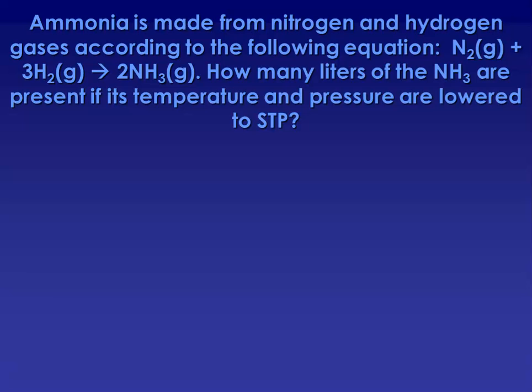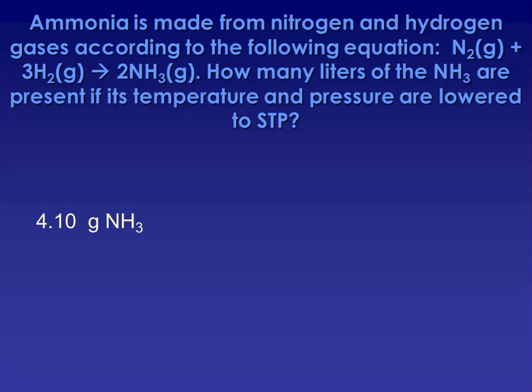So the final piece of this, I ask you how many liters of ammonia were made, and we're basing this off of the reaction we just talked about, so you still have that initial mass of ammonia, if the temperature and pressure were lowered to STP. So if we know the amount of ammonia we made and we have a new temperature and pressure, we should be able to, at this point, calculate our volume.